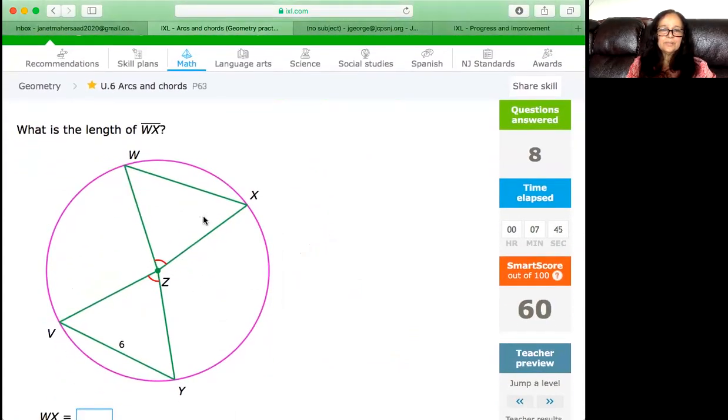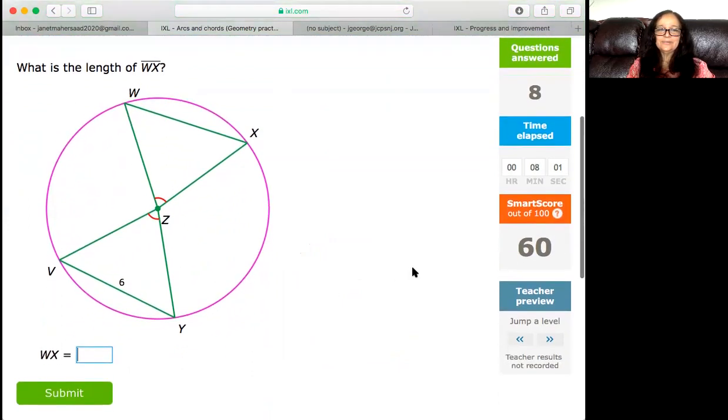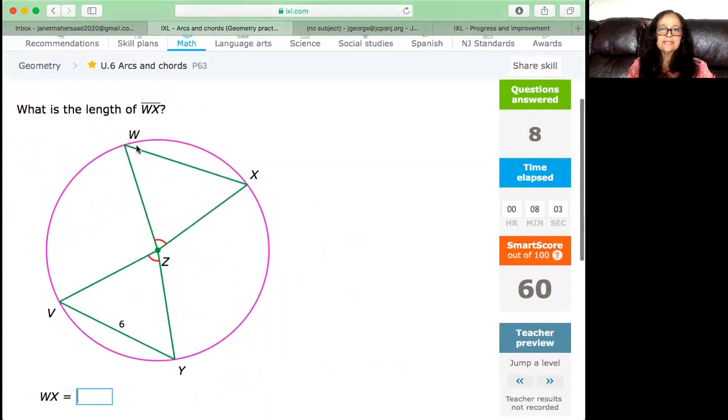Two triangles are congruent. How do we know they are congruent? Because these radii are congruent and these angles are congruent. So this is side angle side. We learned this earlier in the year, okay? So the direction is asking about WX. So WX has to equal the other chord, which is 6.